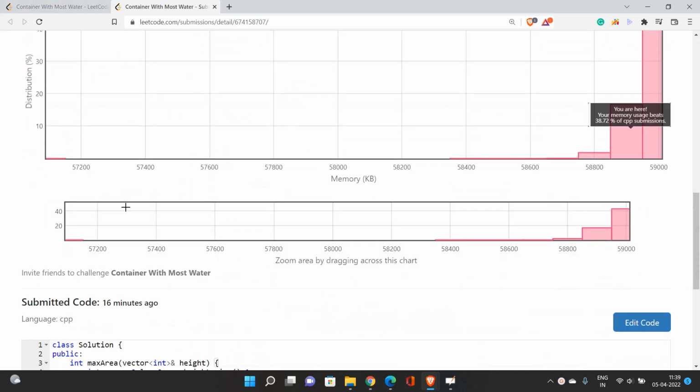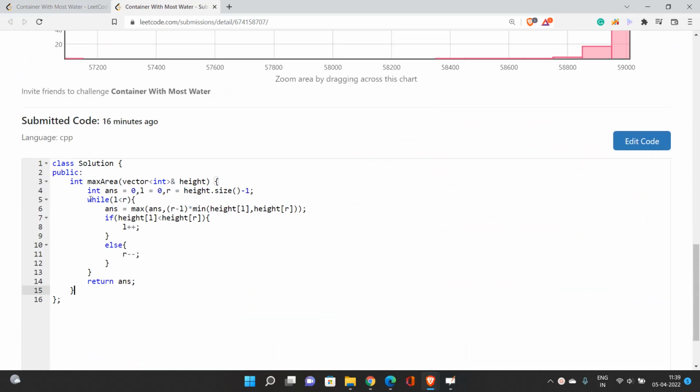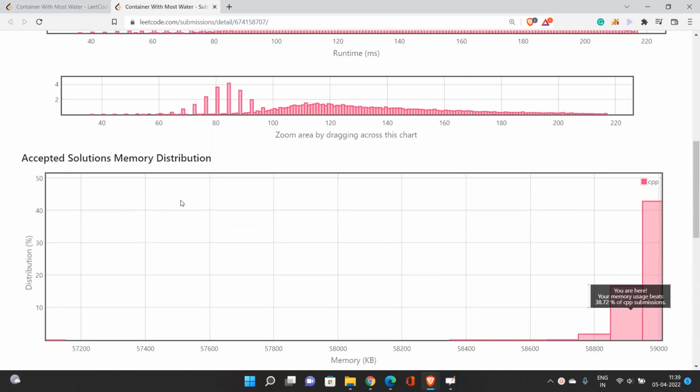The time complexity is O of n because we go through every element exactly once, and the space complexity is O of 1.